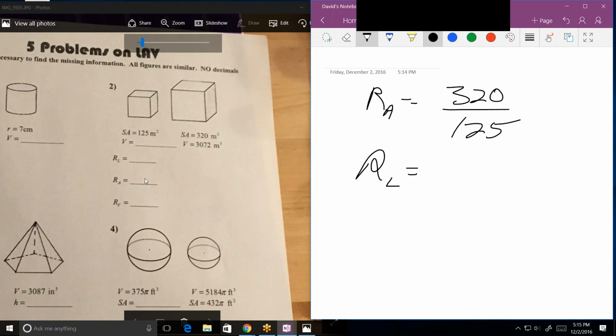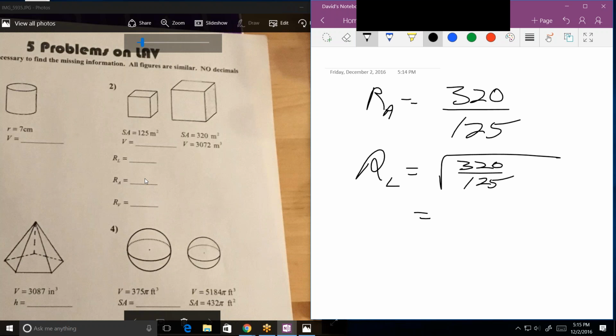What is the linear ratio? How do I get it from the area ratio? Well, you would do like 320. It's the square root. Whatever the area ratio is, the linear ratio is the square root of it. So it's the square root of 320 to 125. I keep on getting a decimal. Well, that's okay. It's going to convert that to a decimal. But you could write the answer like this, or you could write the answer as 1.8 something, whatever.